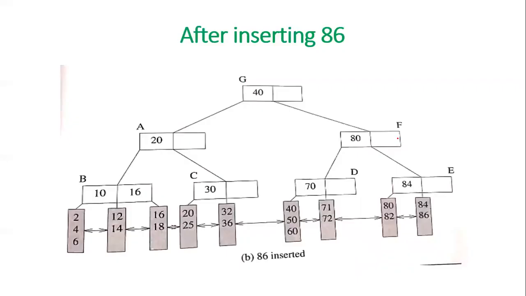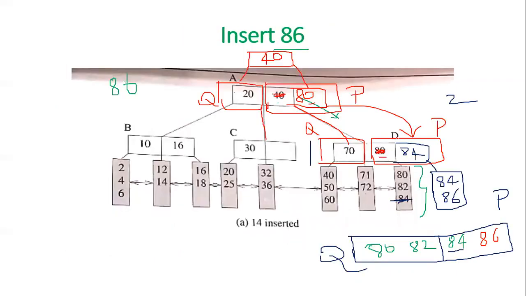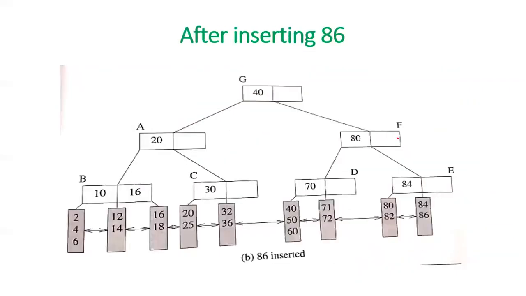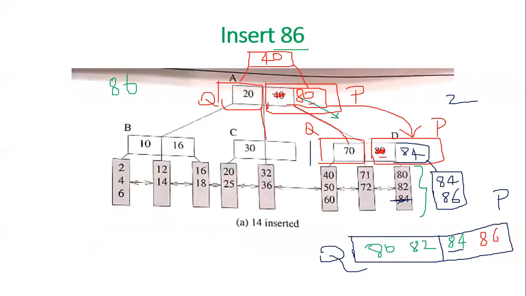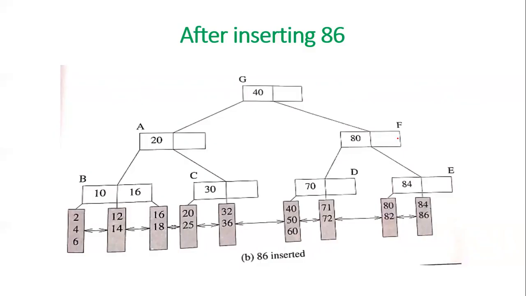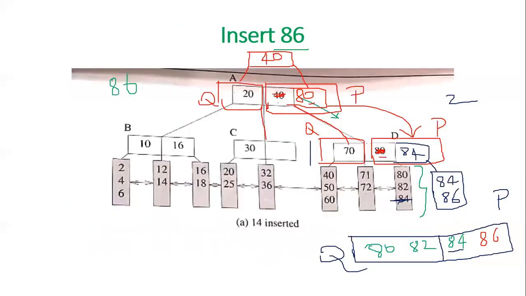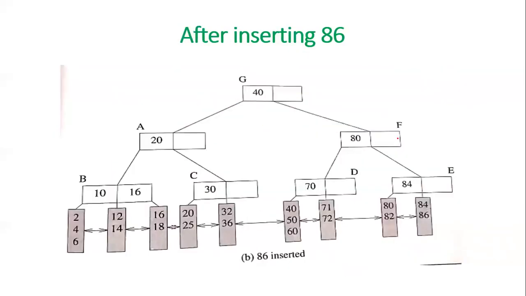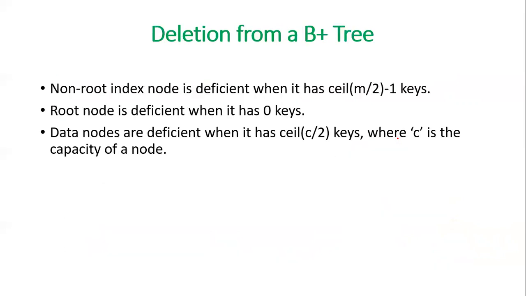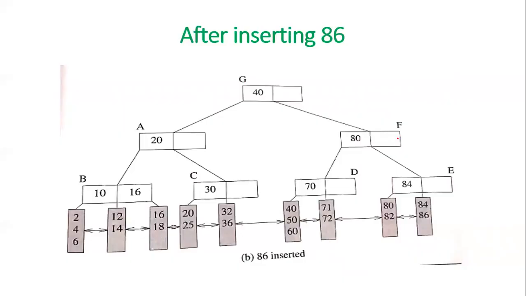To the right of 40 we have 80. To the left of 80 we have 70, and to the right of 80 we have 84. So to the left of 84 we have 80 and 82, right? To the right of 84 we have 84 and 86. So this is the updated tree after inserting 86, right? Okay. So that's it about insertion.